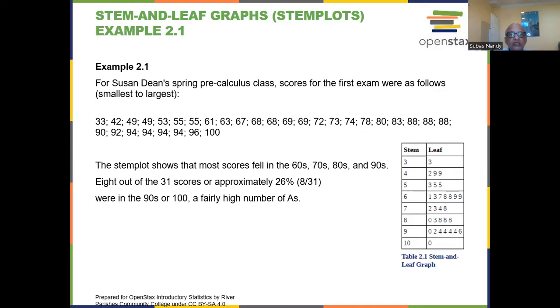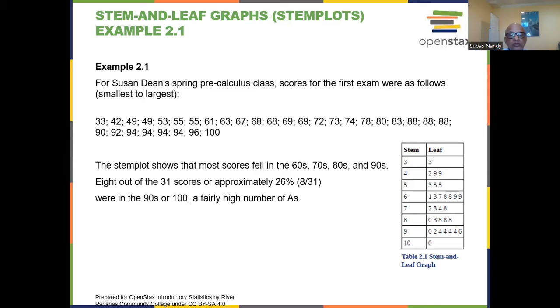For Susan Dean's spring pre-calculus class, scores for the first exam are as follows, smallest to the largest. Okay, so our stem will start from 3 and end at 10. So the first number, 33, has a stem of 3, leaf of 3. Okay, 42, next number, has a stem of 4, leaf of 2. Next number, stem of 4, leaf of 9. Then again, stem of 4, and leaf of 9, and so forth.